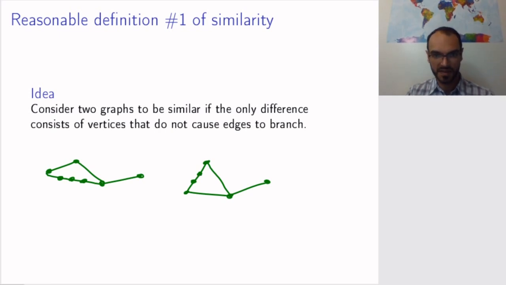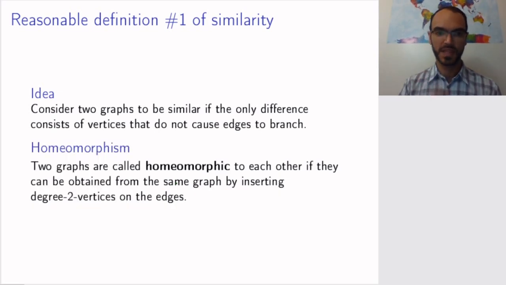But these vertices, the two vertices here and the three vertices here, don't really do much for the structure of the graph. If you look at this graph from far away, you probably won't even see them. Geometrically, they look very similar. So how do we make this precise? Well, the precise notion is that of being homeomorphic. Not homomorphic, but homeomorphic. So two graphs are called homeomorphic to each other if they can be obtained from the same graph by inserting vertices of degree 2 on the edges.